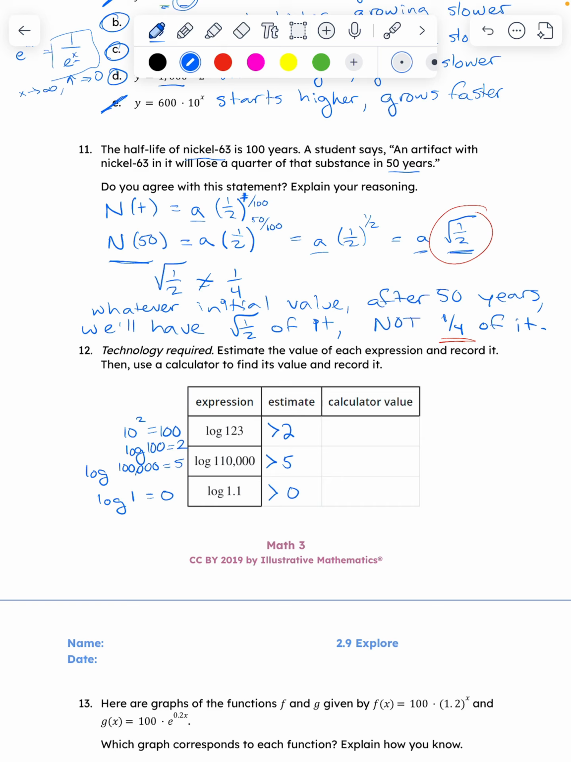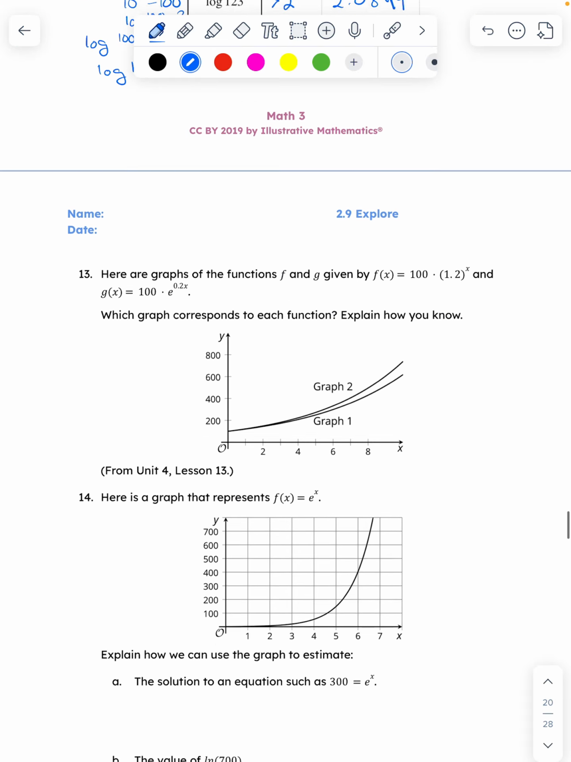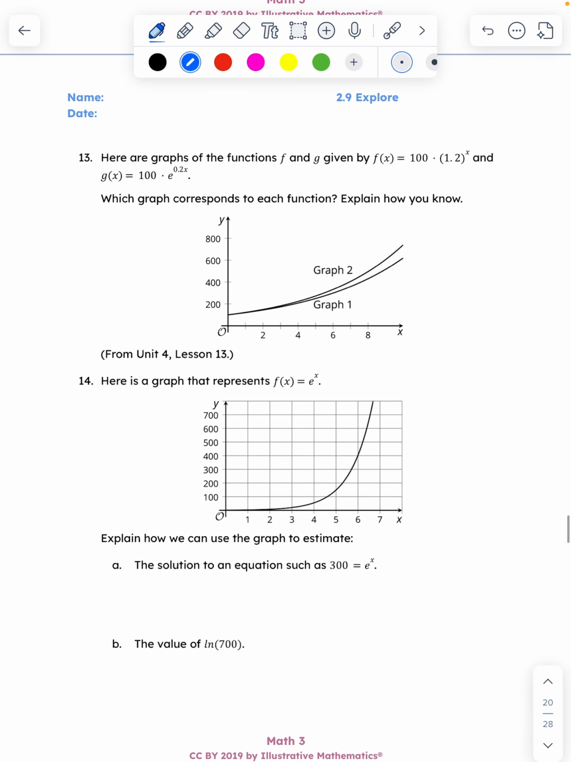And then when I plug them into the calculator, just for giggles, I get 2.0899, 5.04139, and 0.04139. So feel free to bop over to a calculator, check them for yourself, pause, and continue when you are satisfied that I am not lying. All right. Here on the other side, not lying is me.